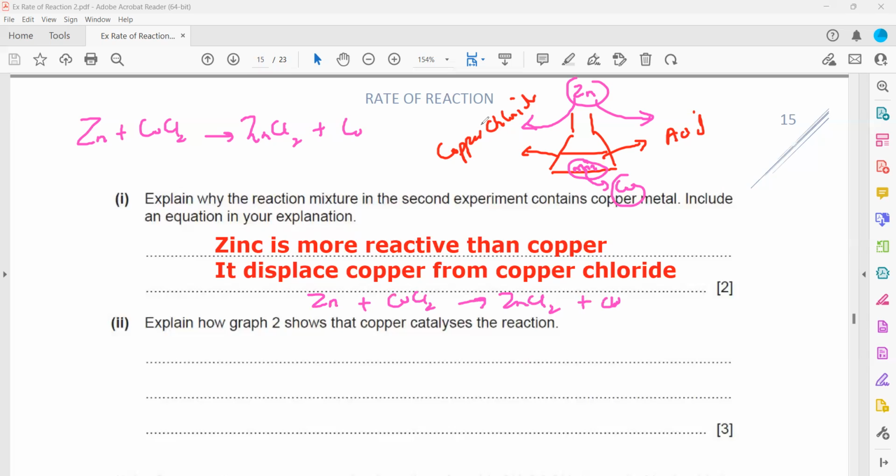Yeah, it is right that the copper is catalyzing a reaction between zinc and acid. That is true. But the question is why the reaction mixture contains copper. That is the question. Why is there a copper?